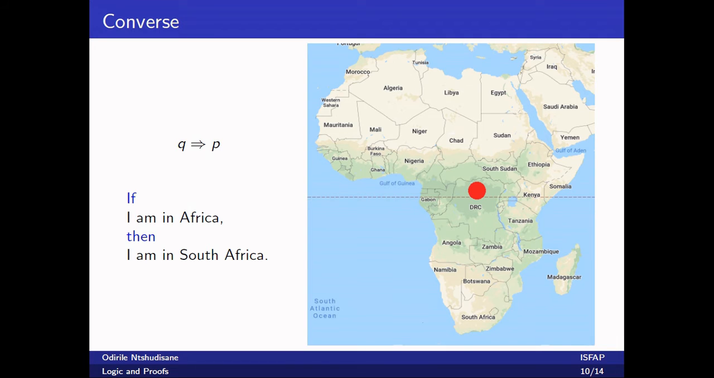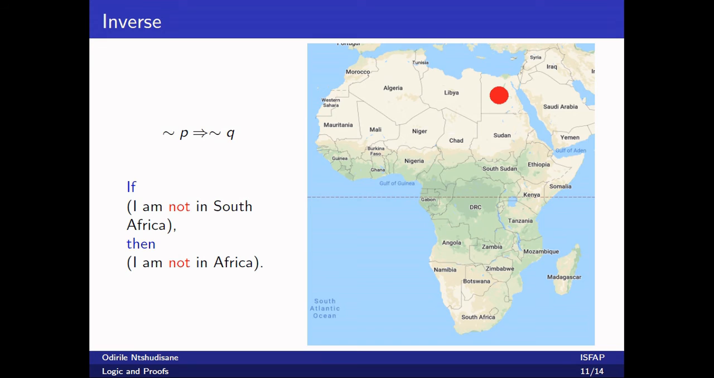For if one is in the DRC, one is in Africa, but not in South Africa. Thus, the converse has truth value false in our case. The inverse, not P implies not Q, would be if I am not in South Africa, then I am not in Africa. This inverse too seems to have truth value false, because one could be not in South Africa and in Africa.